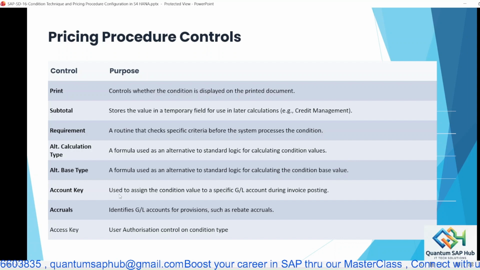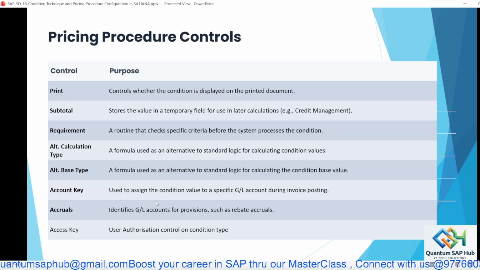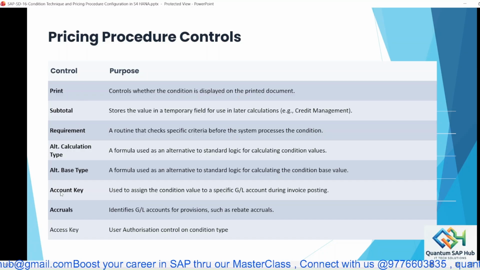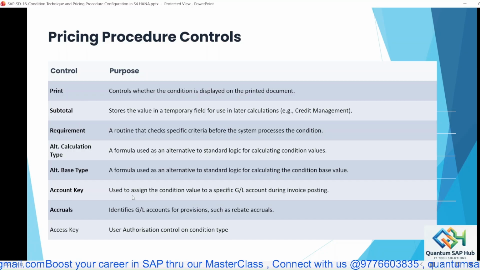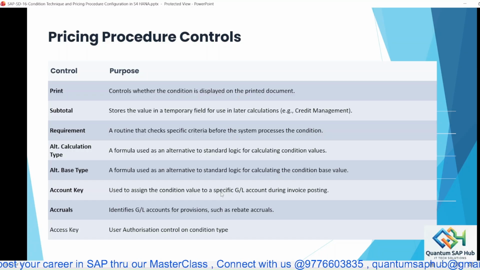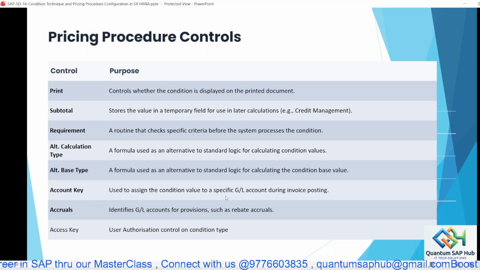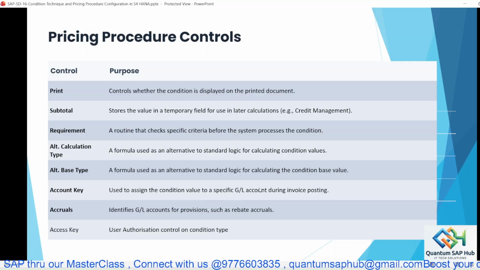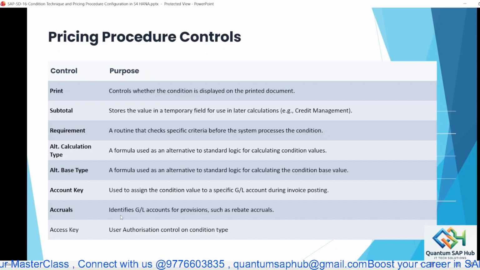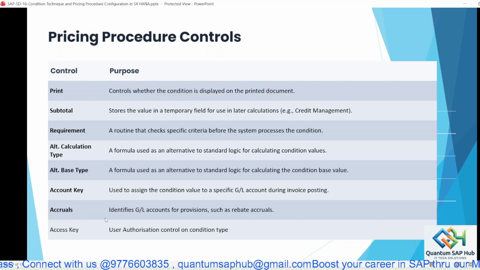Account key is used for assigning the condition value to a specific GL account during invoice posting. Account keys are defined in OBYC, and then mapped here. Once it is mapped, in VKOA you have to do the mapping to the different GL accounts so that the system will pick that particular GL account while posting. Accruals identifies the GL account for provisions and accrual postings.